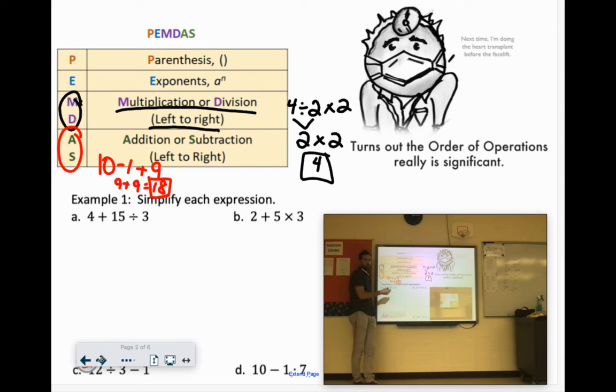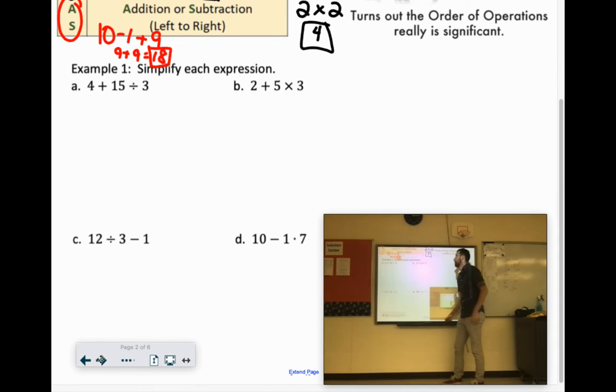But some people just go, oh, well, in PEMDAS, A comes before S, so we do addition first. 1 plus 9 is 10, and 10 minus 10 is 0. See how that gives you a different answer there? So multiplication, division, same step, left to right. Addition, subtraction, same step, left to right. So let's try some of these out.